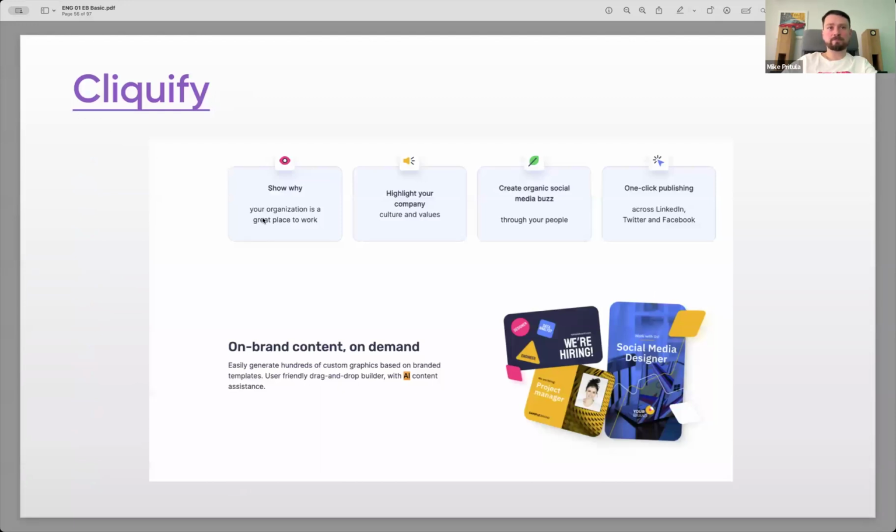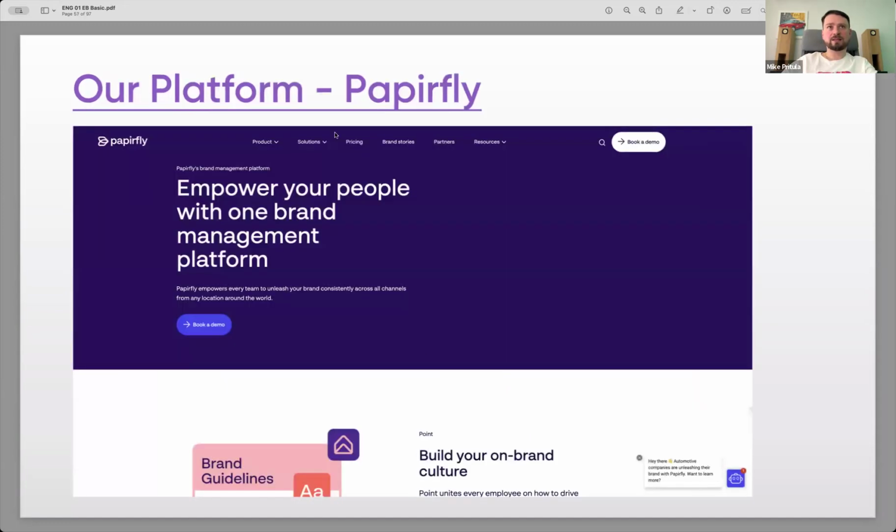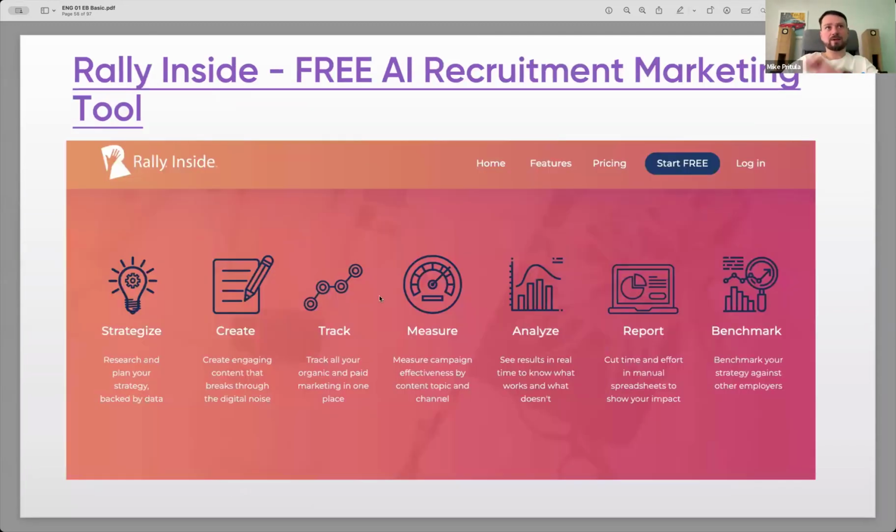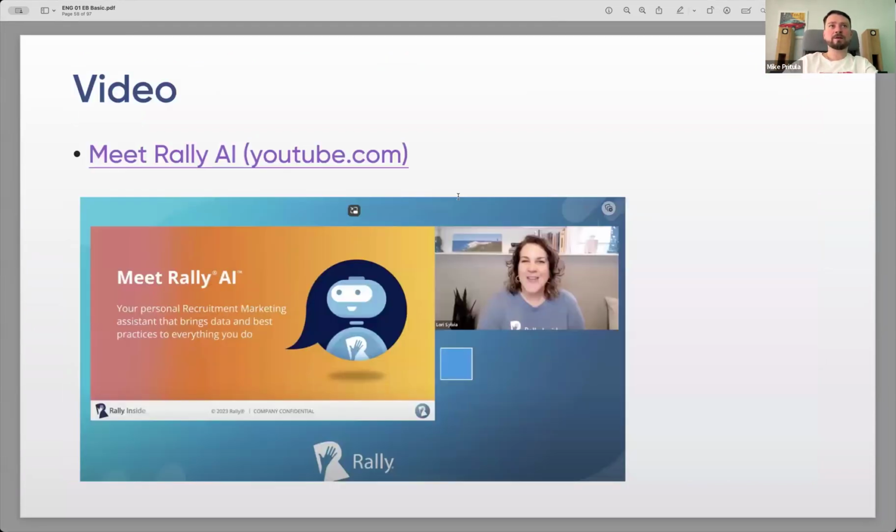Then Clickify, on-brand content on demand. Then Paperfly, empower your people with one brand management platform, again based on AI. Then Really Insight, a free AI recruitment marketing tool. Strategize, create, track, measure, analyze, report, benchmark. Of course, it's not just free, it has some paid options. And this is a video of the services.